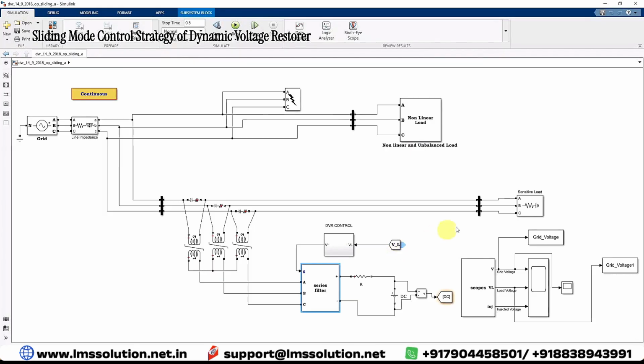Whenever a voltage sag occurs in the system, this will generate or inject voltage into the system in order to maintain the voltage always at 1 per unit. So this is the concept.